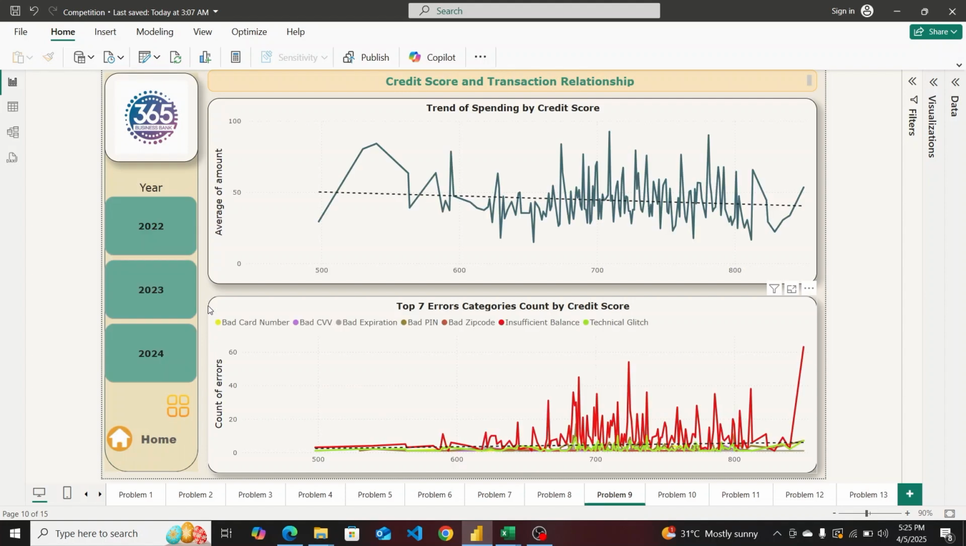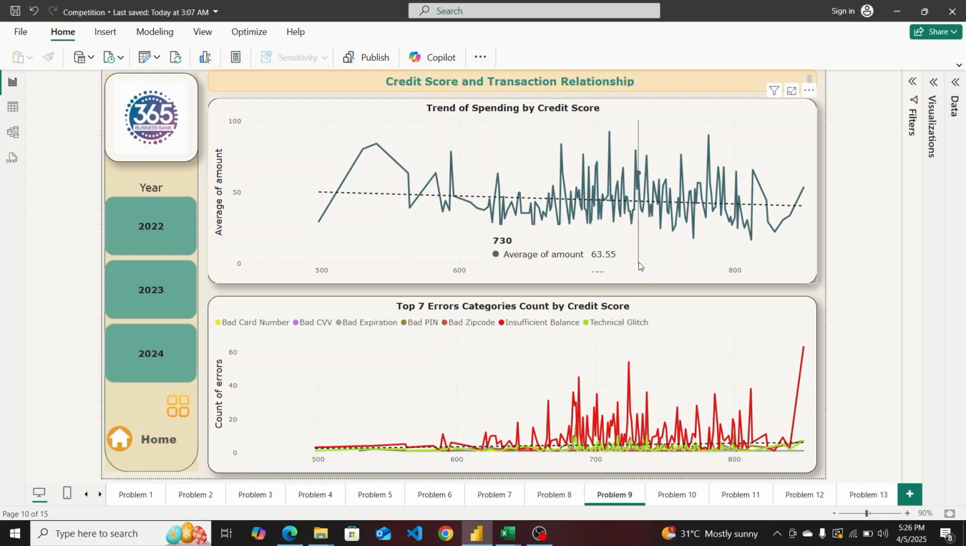So this is problem 9, which shows the relationship between credit score and transactions. It shows that when the credit score reaches about 700, or 674 to 800, the number of transactions also increases. Further, these are the top 7 error categories count by credit score.